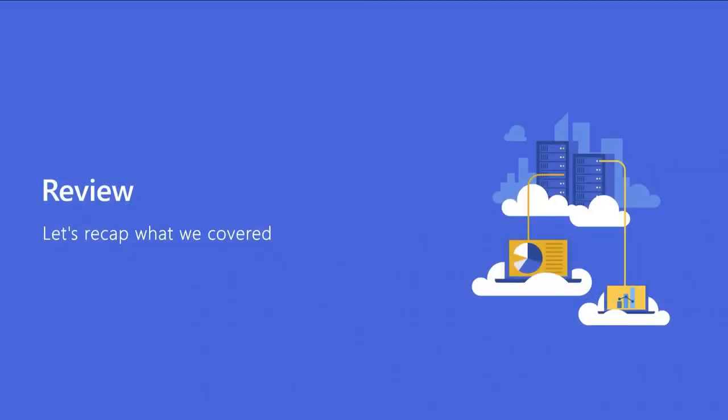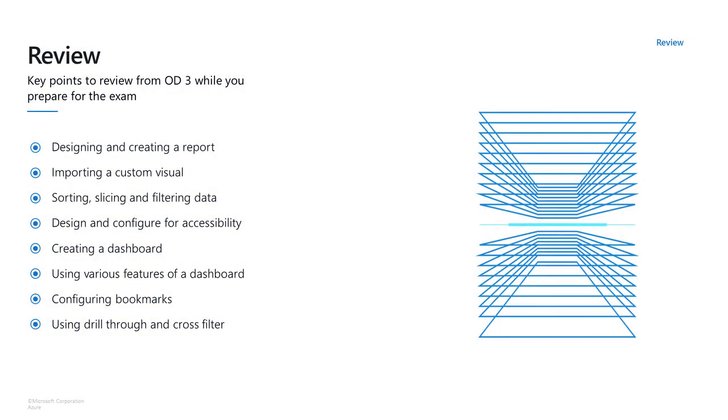Right, so let's quickly recap what we talked about in Objective Domain 3. We started with some of the key considerations in designing and creating a report. We imported custom visualization. We talked about sorting, slicing, and filtering data, and how you design and configure for accessibility, with some considerations there as well. Then we jumped on to dashboards. How do we create a dashboard? We talked about using various features of a dashboard, and then configuring bookmarks, drill through, cross filter, and a few other bits and pieces as well. With that, let's conclude OD3.